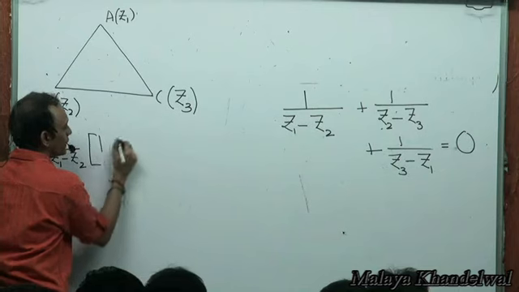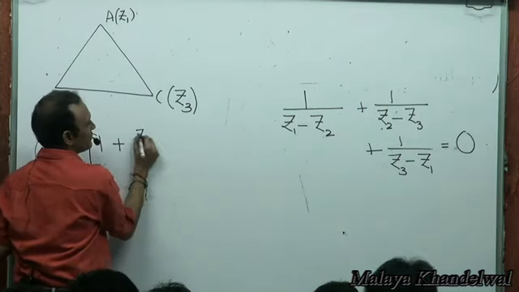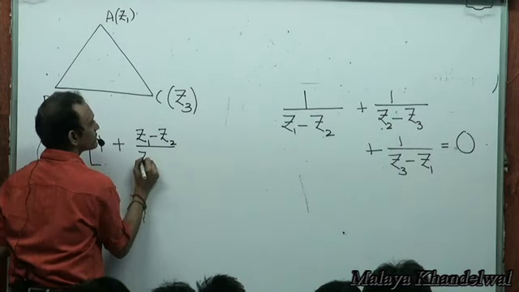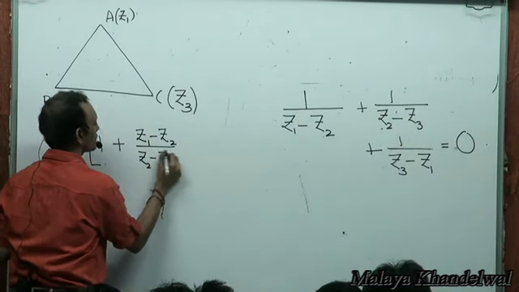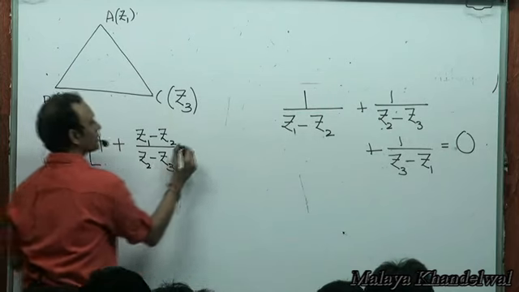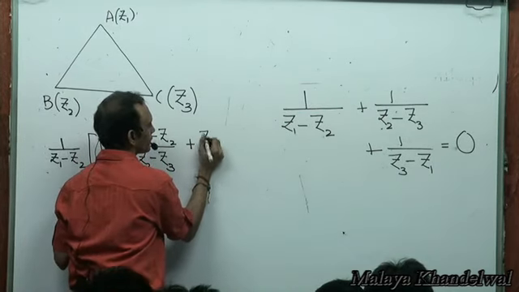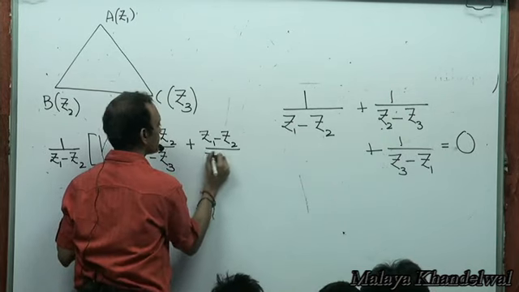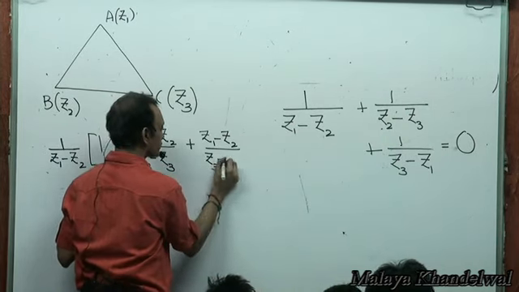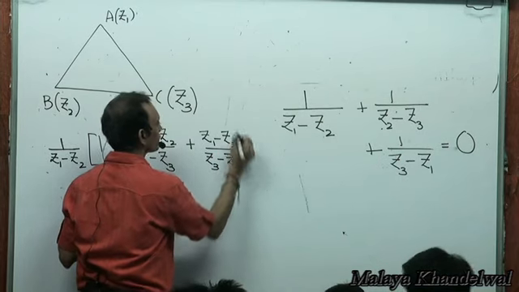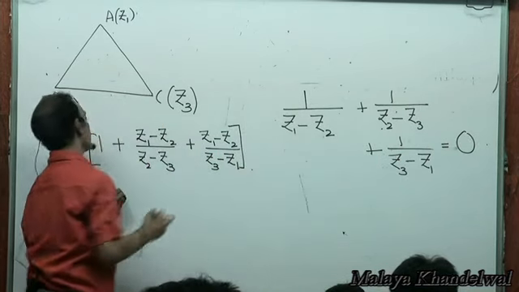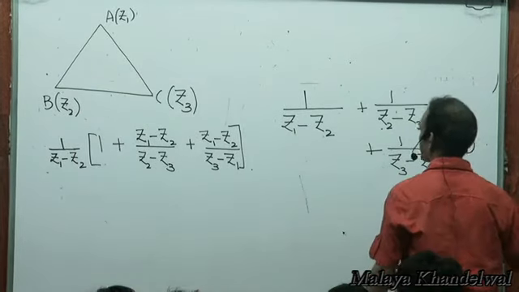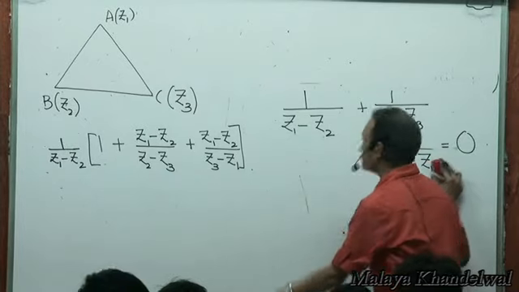Then this becomes 1 plus z1 minus z2 divided by z2 minus z3, plus z1 minus z2 divided by z3 minus z1. Let me look at this. We want to show that this is 0.